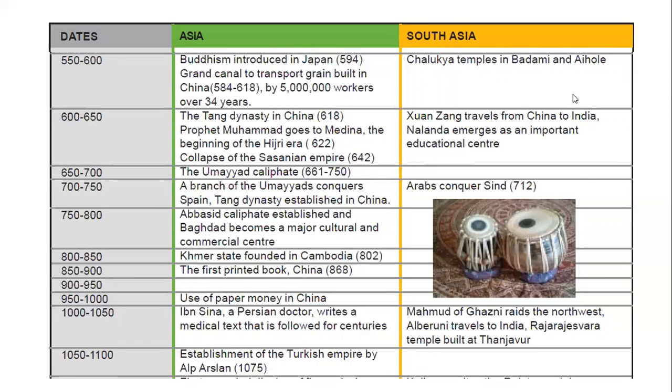And 1050 to 1100, the establishment of Turkish Empire by Alp Arslan. In South Asia, we see the Chalukya temples in Badami and Aihole. We see that Xuanzang travels from China to India, and Nalanda becomes an important educational institute center. Arabs have conquered Sindh, and Muhammad of Ghazni raids the northwest.